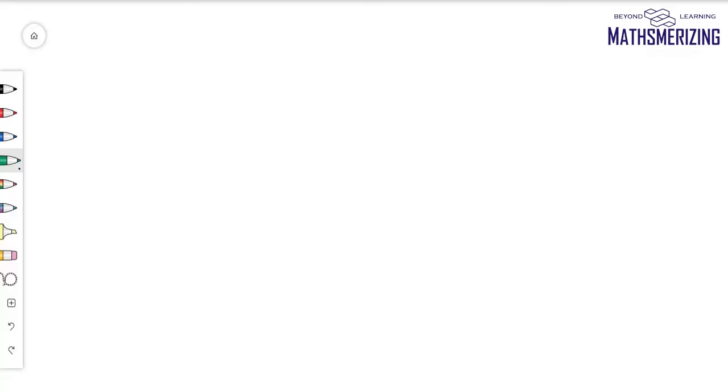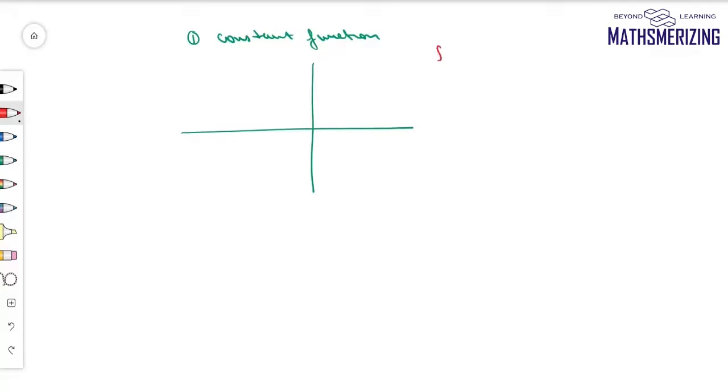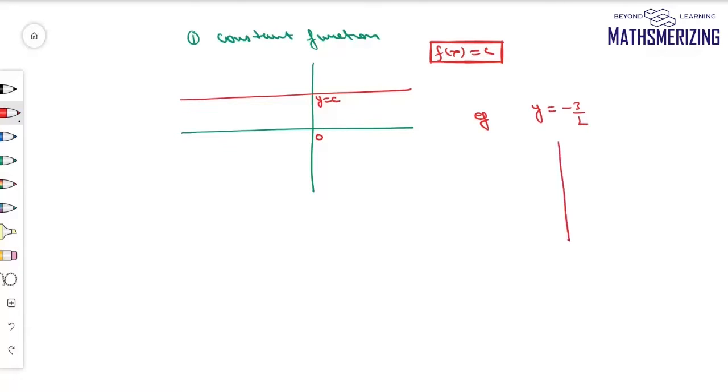So I'll start with the first graph itself, and the first graph is the graph of a constant function. Say for example, a function is defined as f(x) equals c. In this case, I just need to draw a line parallel to the x-axis at the point y equals c. Say for example, the graph of y equals minus 3 by 2. So I'll draw the axis, and then at minus 3 by 2, I will draw a straight line. So this is the graph of a constant function.